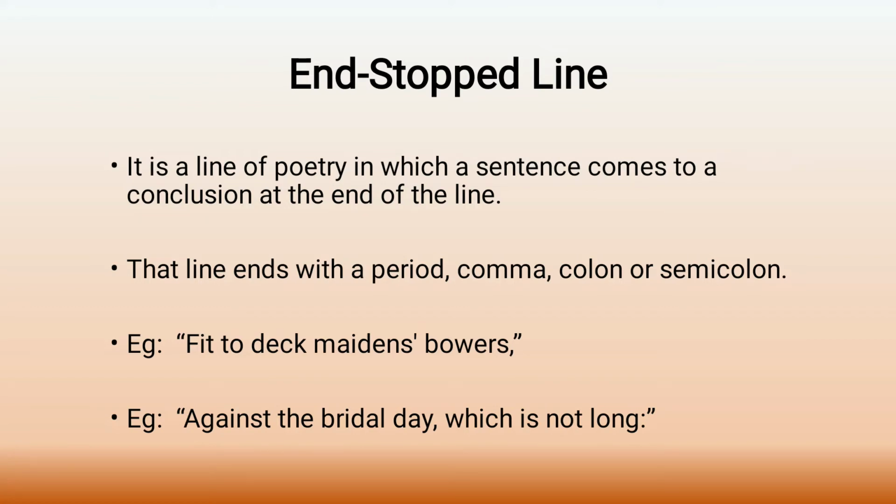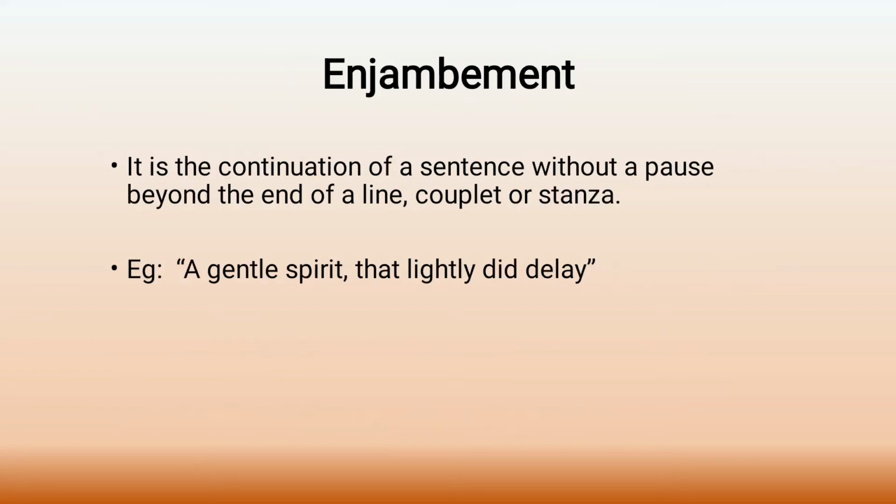Okay, fine. So if a line of a poem ends like that, then we can say it's an end-stopped line. Moving on, this is the exact opposite of an end-stopped line: enjambment. Enjambment is the continuation of a sentence without a pause beyond the end of a line, couplet or stanza. There is no pause at the end of a line.